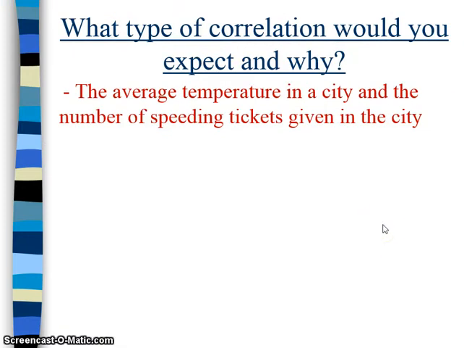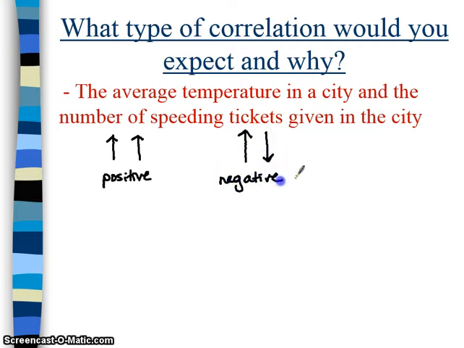All right, let's do the same thing, except let's do it without a graph and think about what type of correlation you would expect. And we're also going to talk about why we think so. The average temperature in a city and the number of speeding tickets given in the city. Let's consider our options. Do they increase together? That would be positive. As one goes up, does the other go down? That's negative. Or is there no correlation? There's no real relationship between these two things.